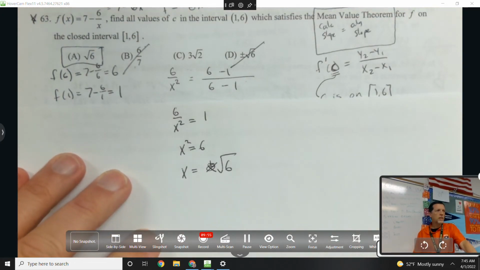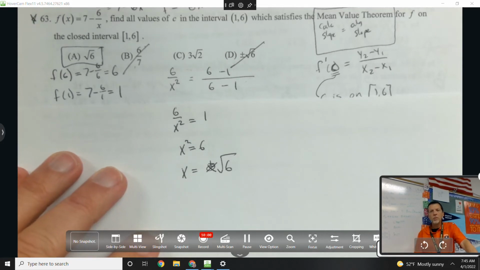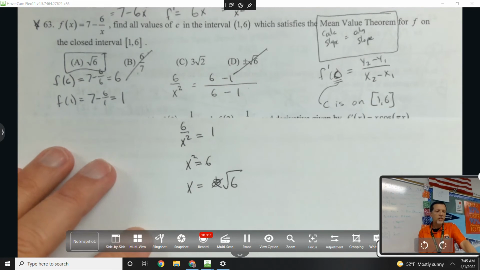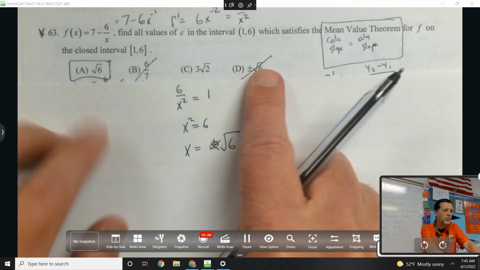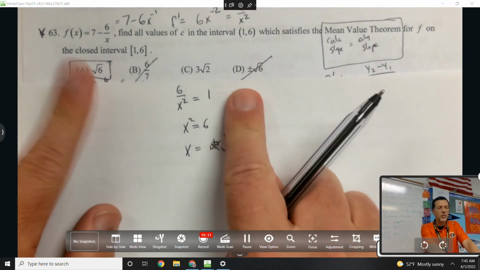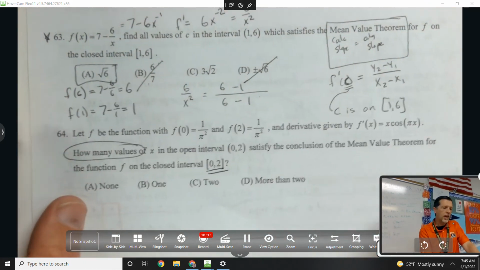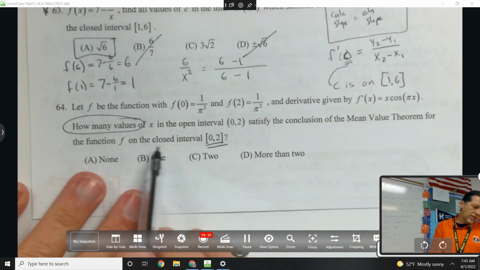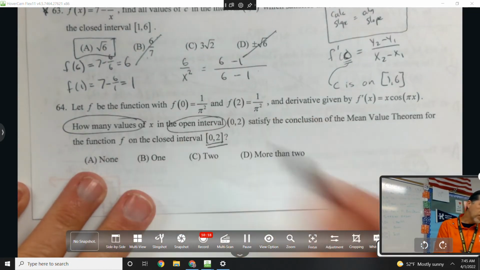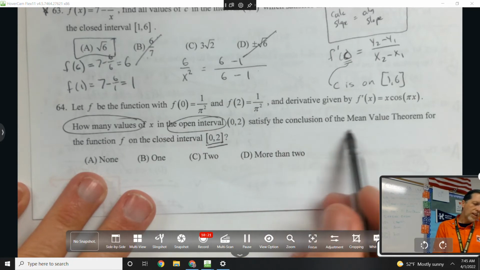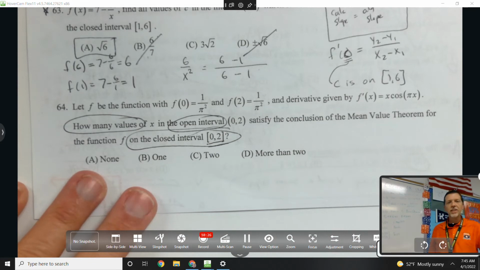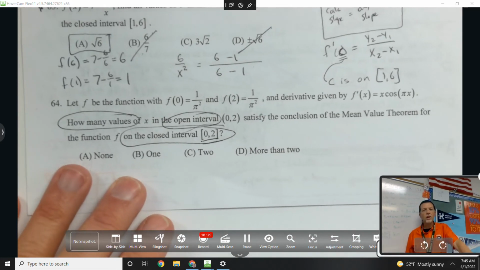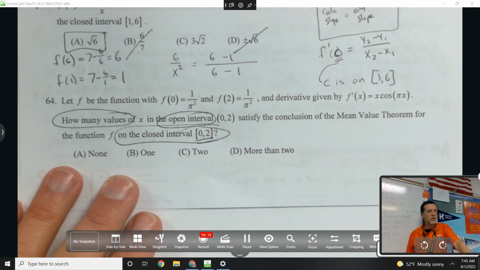Mean value theorem. Calc slope equals algebra slope, and it happens somewhere on the interval. So make sure you're on the interval. In fact, that was the main differentiation between answer choices A and D, was whether it's on the interval or not. And I think the same thing happens in 64, because it says how many values in the interval satisfy the mean value theorem for the function on the interval. They don't ask what they are, but I guess you have to find them to figure out how many there are.